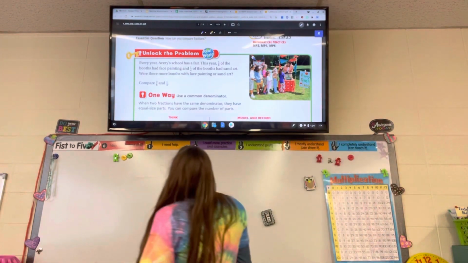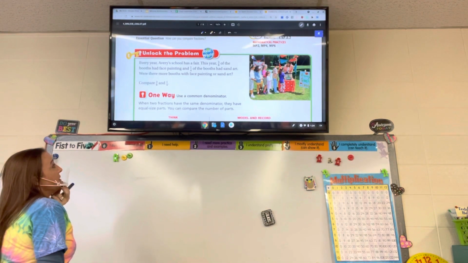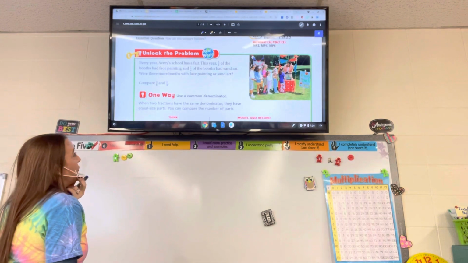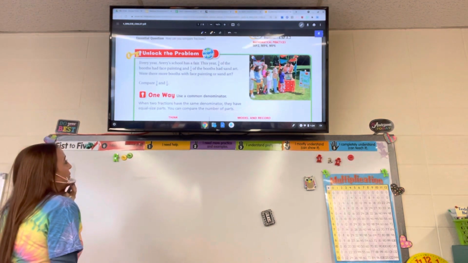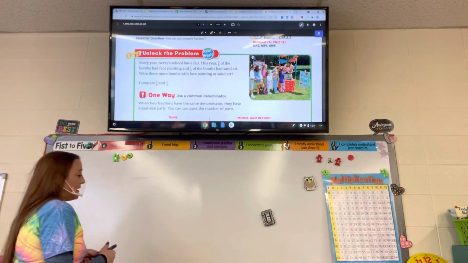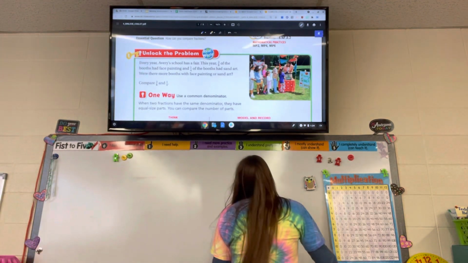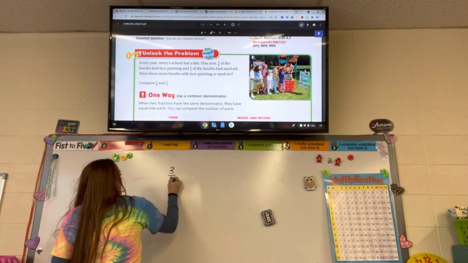Okay. Every year, Avery School has a fair. This year, 3/8 of the booths had face painting and 1/4 of the booths had sand art. Were there more booths with face painting or sand art? So they want us to compare the two fractions 3/8 and 1/4.